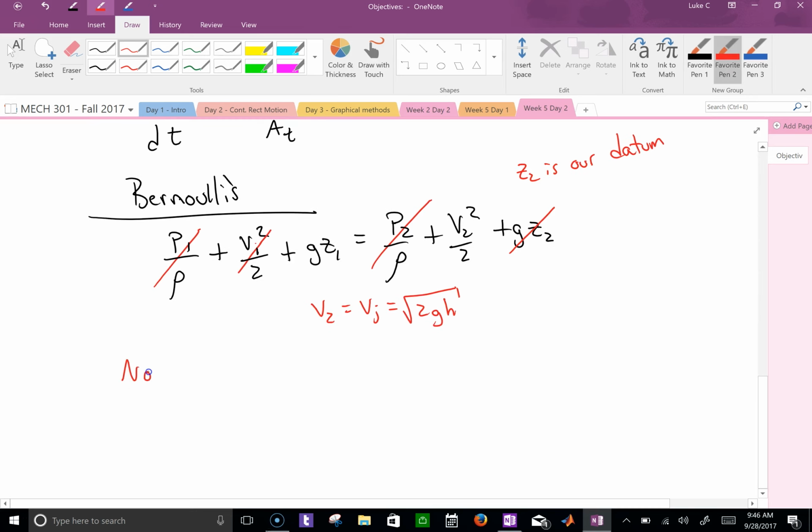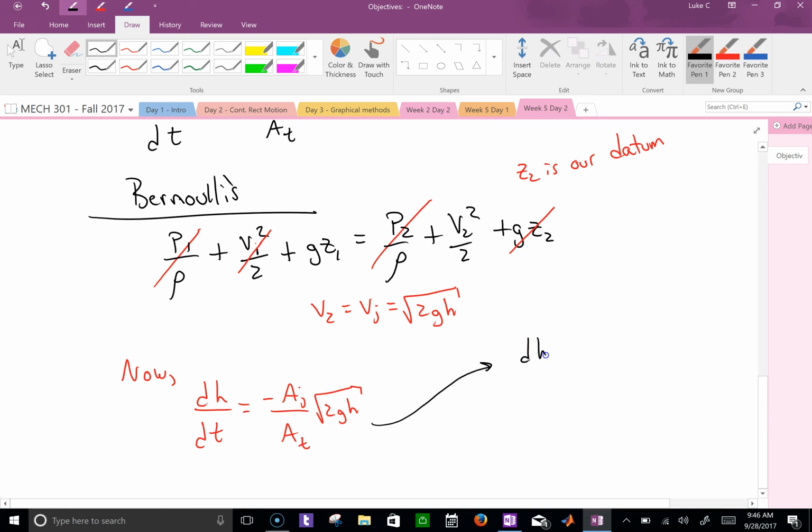Now, we can finish our differential equation. I'm going to write it probably the way you typically would see it.